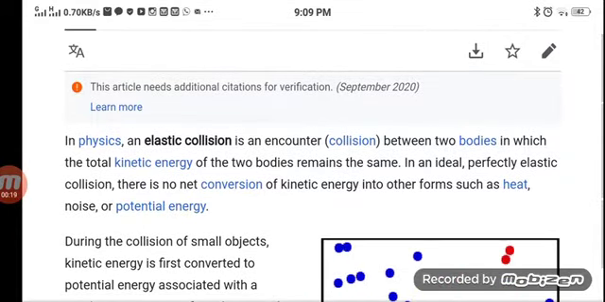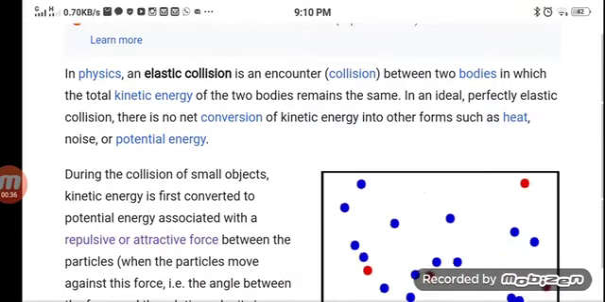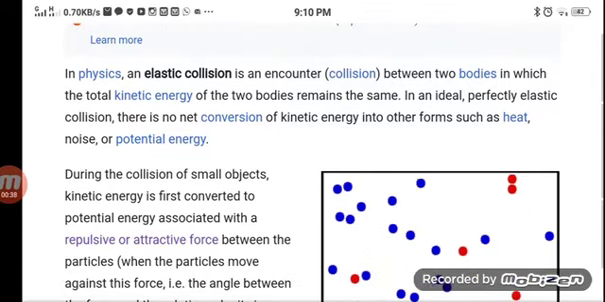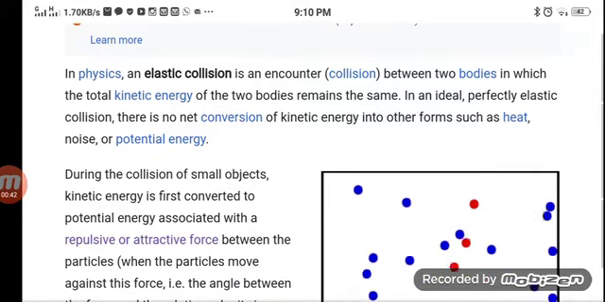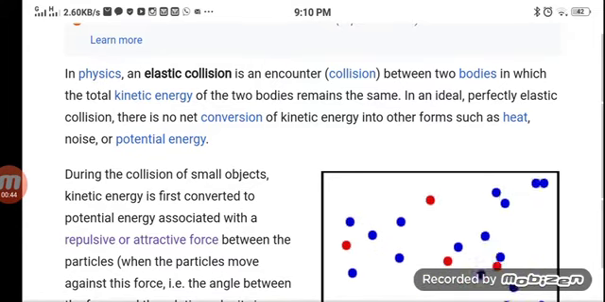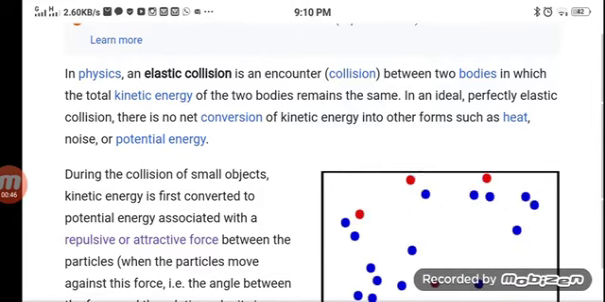In an ideal, perfectly elastic collision, there is no net conversion of kinetic energy into other forms such as heat, noise, or potential energy. During the collision of small objects, kinetic energy is first converted to potential energy associated with the repulsive or attractive force between the particles.